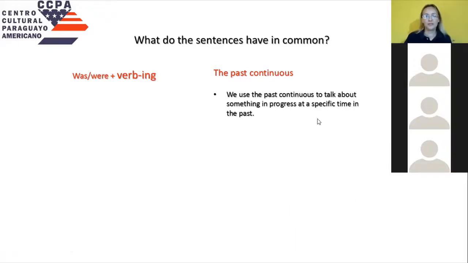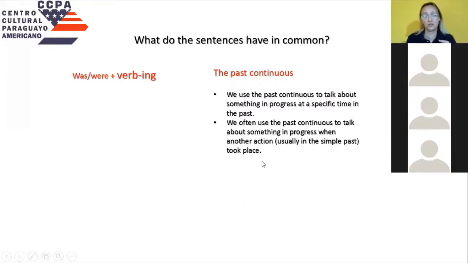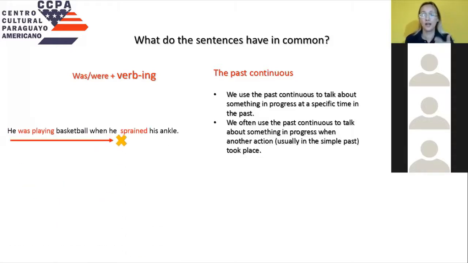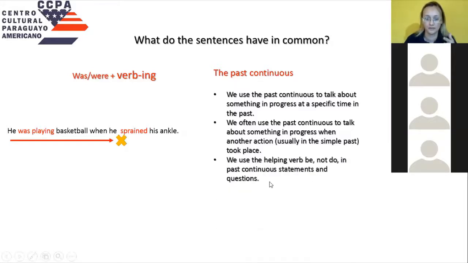Okay, so when do we use the past continuous form? We use the past continuous to talk about something in progress. So I was cooking, I was playing, I was bicycling, I was boxing. So something in progress at a specific time in the past. And we often use the past continuous to talk about something in progress when another action, usually in the simple past, took place. So as in the example, he was playing basketball when he sprained his ankle. Remember, sprain is esguince.